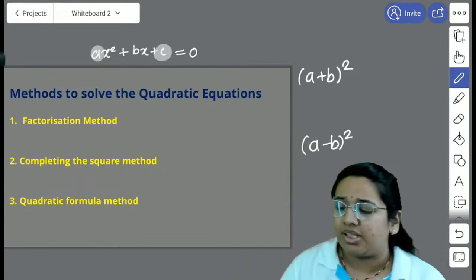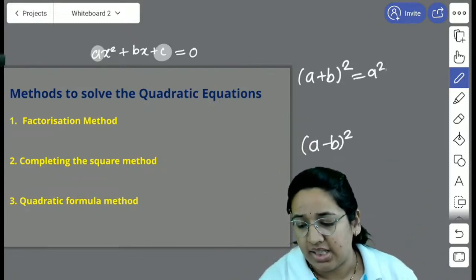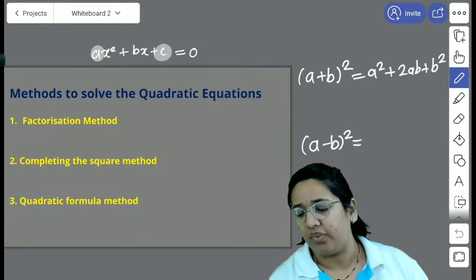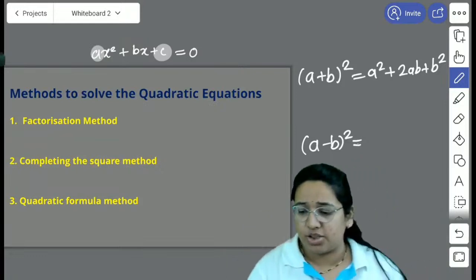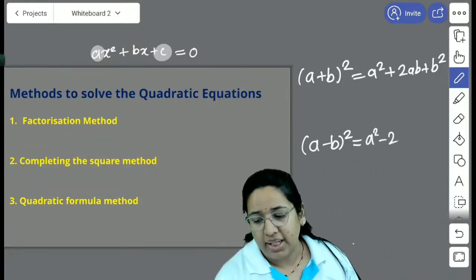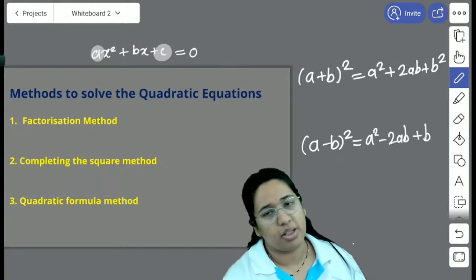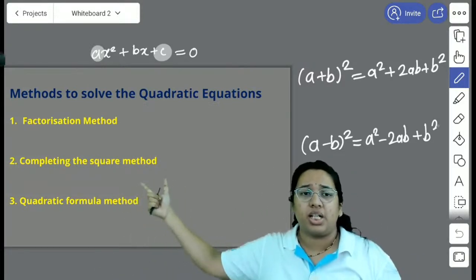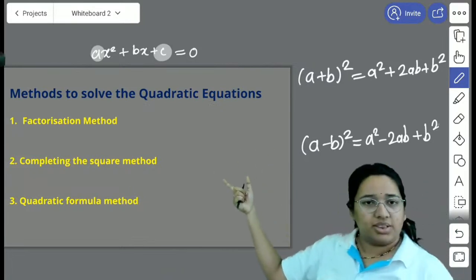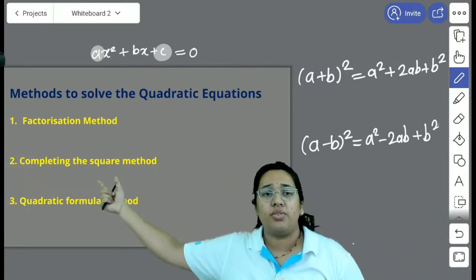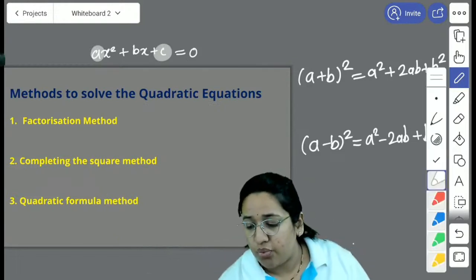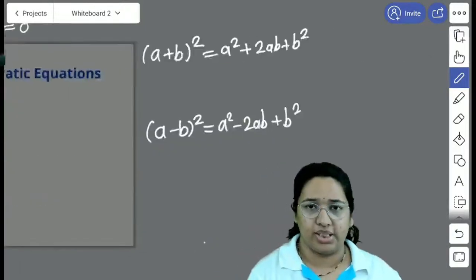You know that (a plus b) whole square is a square plus twice ab plus b square, and (a minus b) whole square will be a square minus twice ab plus b square. Then, for finding out such types of examples where we have to use the completing the square method, exactly what we need to do in such examples.